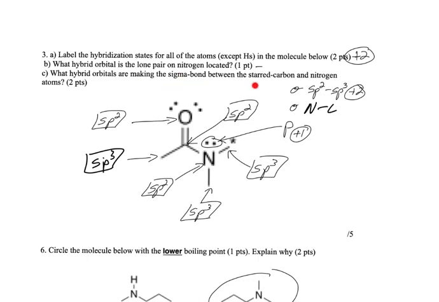And what hybrid orbitals are making up the sigma bond between the starred carbon and nitrogen? The nitrogen's sp2 hybridized, so it's using sp2 hybrid orbitals to make sigma bonds. This is sp3 hybridized, so it always uses sp3. So it's sp2, sp3.